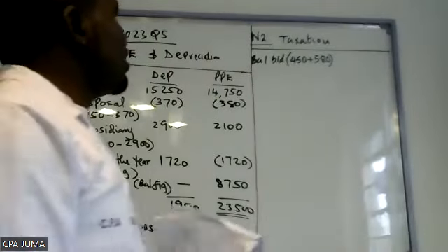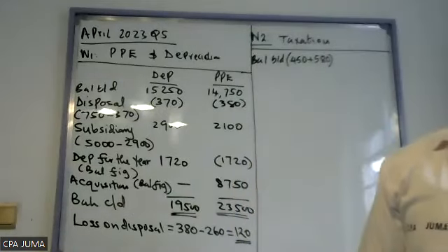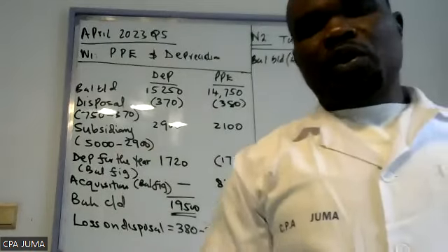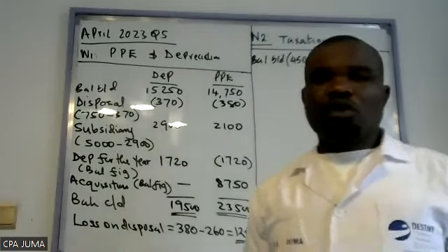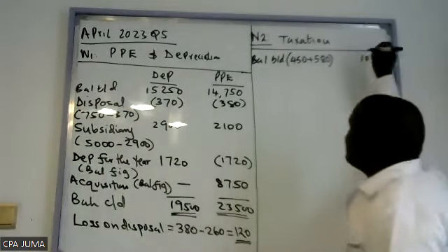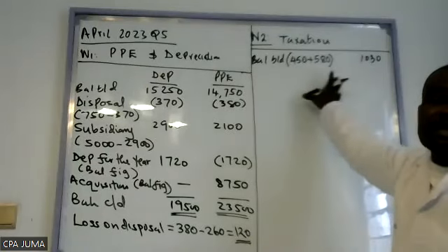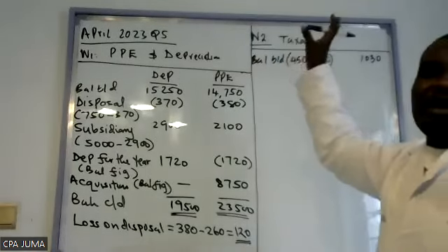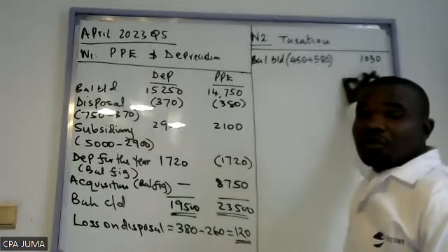How much is the total? 580 plus 450 will give you how much? When you add the two, what do you get? You get 1030. So at the start, the interpretation means you had a tax liability. It means at the beginning of the year, you had a tax liability of 1030, which you have not paid.